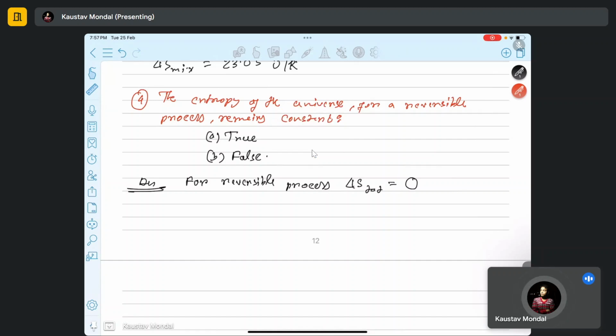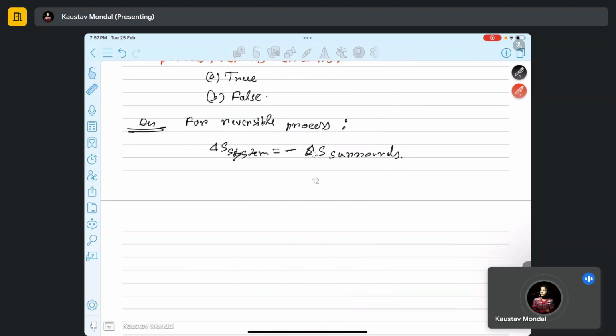So now what you have to actually show, how can we do that? For a reversible process we already know that the change in the entropy of the system will be equal to minus the change in the entropy of the surroundings. Now the total change of entropy, delta S total, will be simply delta S system plus delta S surroundings. For our problem, delta S system is simply equal to minus delta S surroundings.